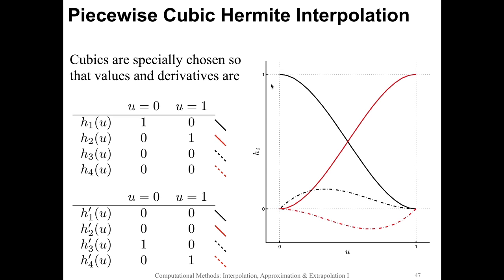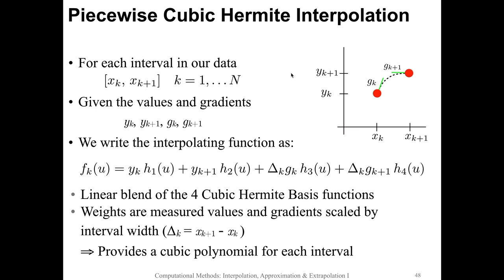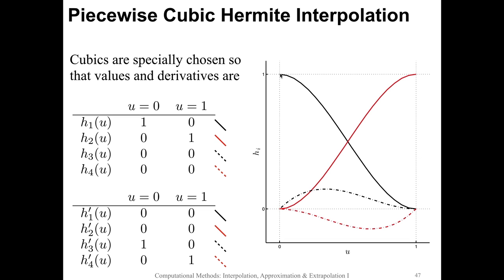If we look at their gradients this time, then h1 is horizontal at the beginning and at the end of the interval, so it has 0 derivative. And the same is true for h2. This red solid curve here is horizontal at the beginning and the end of the interval. Whereas h3 has a gradient of 1 at the beginning, but no gradient at the end. And h4 has no gradient at the beginning and a gradient of 1 at the end. So this is what makes these 4 functions special, the fact that their gradients and their values at the beginning and the end of the interval are specially chosen.